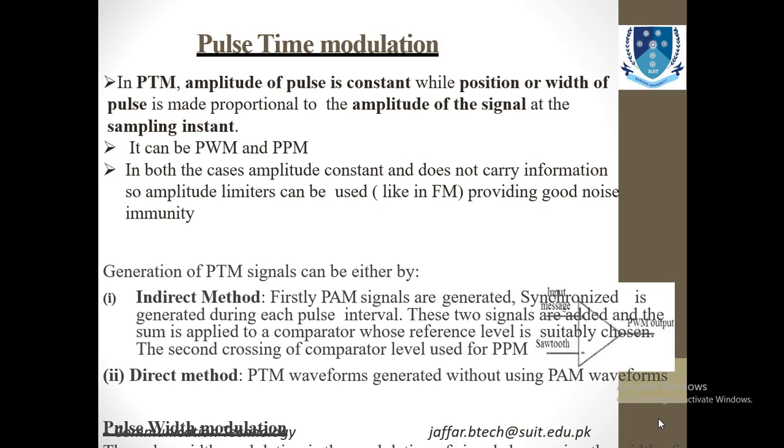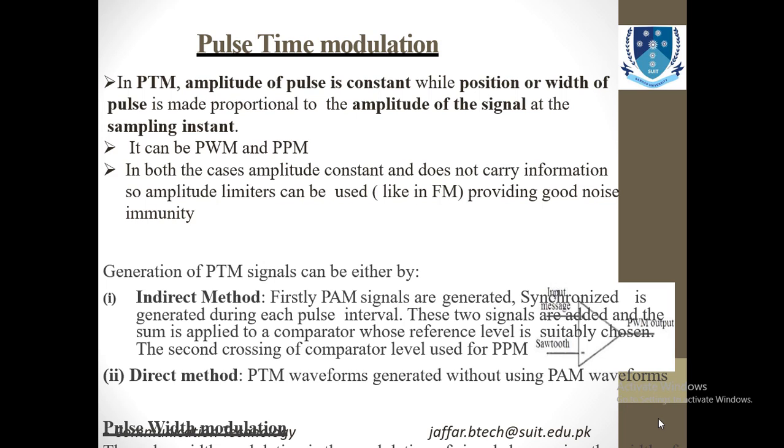Just like in FM, there are two methods for the generation of pulse time modulation. In frequency modulation generation, one was the direct method and the other was the indirect method. In correspondence to that, the indirect method and direct method are also used in the generation of PTM signals. So in the first, indirect method, PAM signals are generated first, and they are then synchronized during each pulse interval. These two signals are then added up, and the sum is given to the comparator.